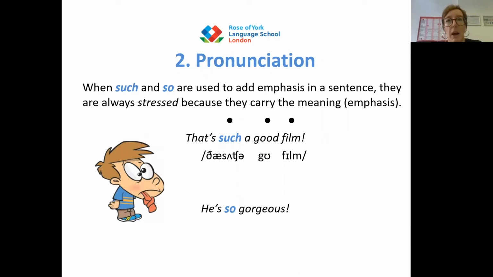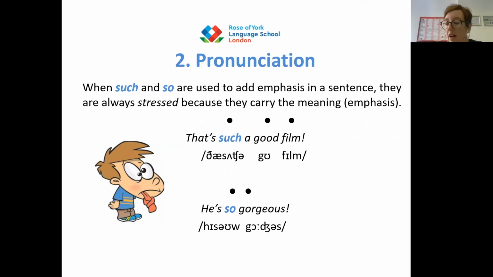Obviously, we're talking about informal speaking, so you can pretty much do what you like. It depends on how much emphasis you want to add. So between "so" and "gorgeous," what happens is that if you keep the "so" as a long sound, then you will add this "o" sound. He's so gorgeous. Okay, so again, the stressed words in here are "so" and "gorgeous." So "he's" will get together with "so." So you have "he's so gorgeous."